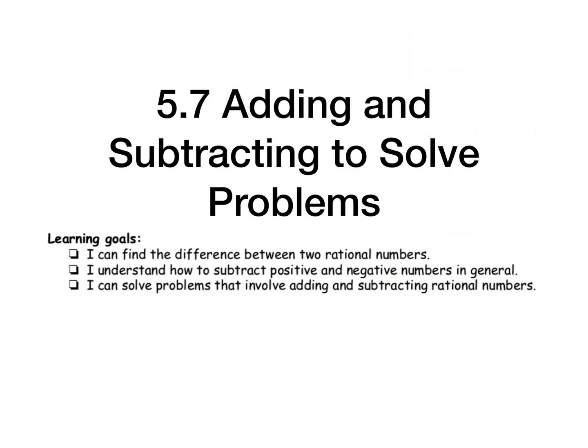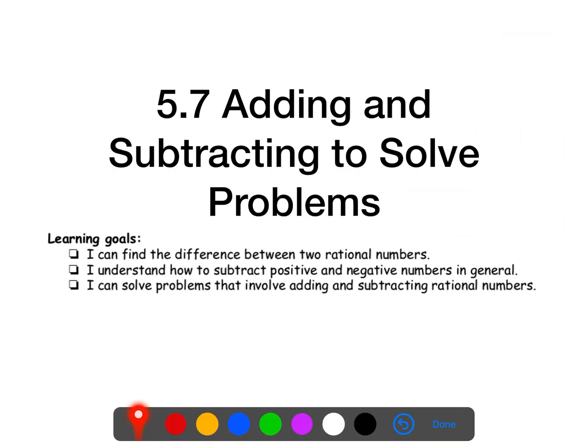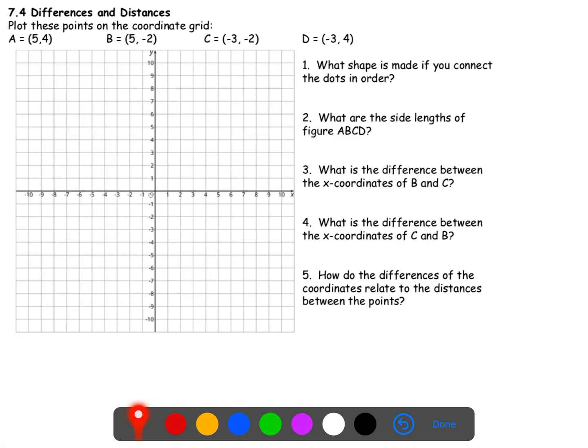Hey everyone, today we're doing lesson 7. This is going to be the last lesson that we have before a quiz, and it's just kind of combining everything we've learned about integers and rational numbers, adding and subtracting, and we're going to use that to solve some problems today. So take a look at our learning goals: being able to find the difference. Remember, the difference is the answer to a subtraction problem, being able to subtract positive and negative numbers, and then solve problems with addition and subtraction.